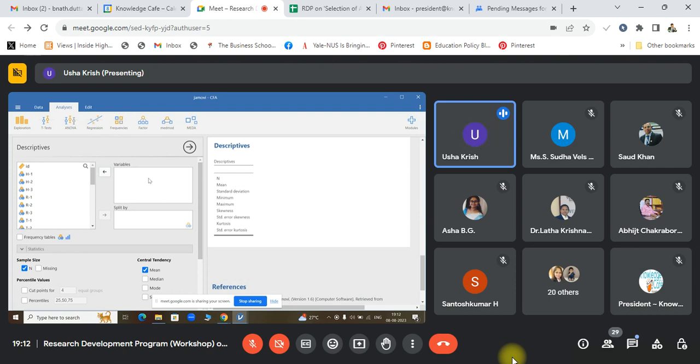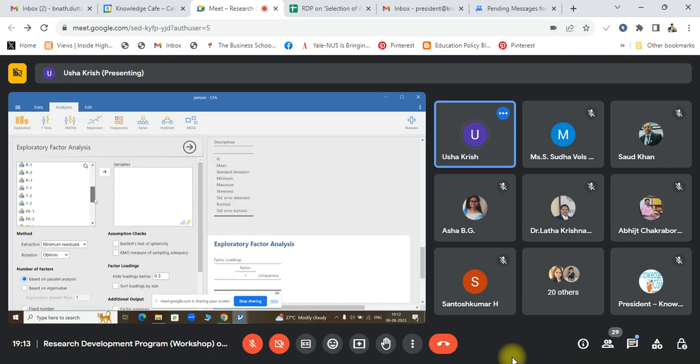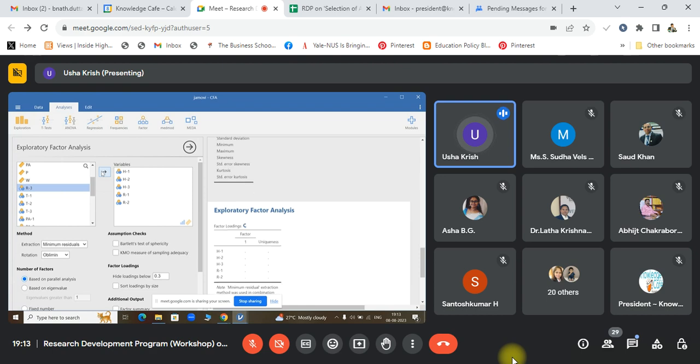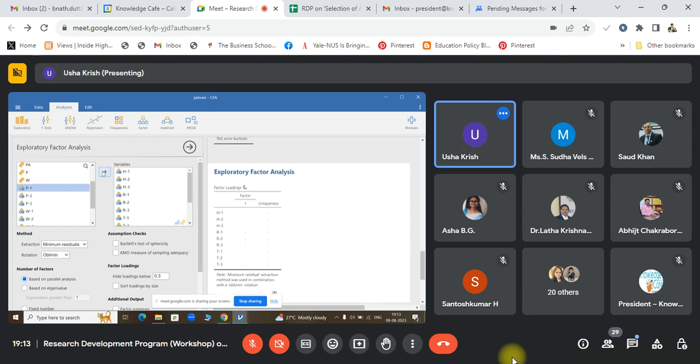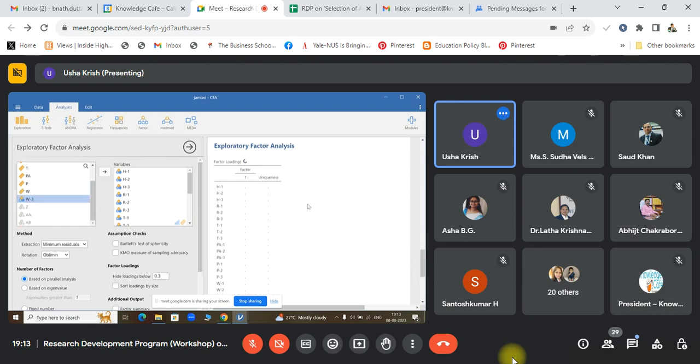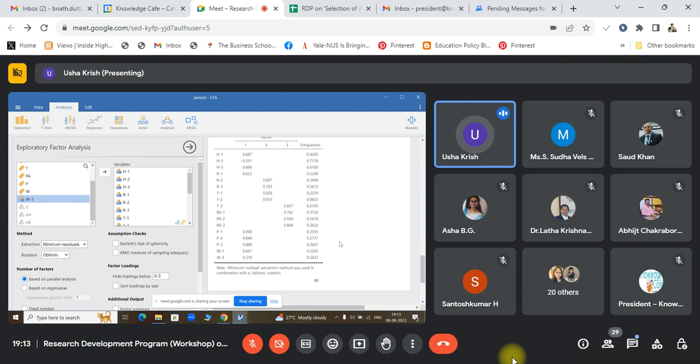So, let me transfer the data. I am transferring the data relating to individual items or questions. Okay. So here we got the data. Now we have to analyze it.